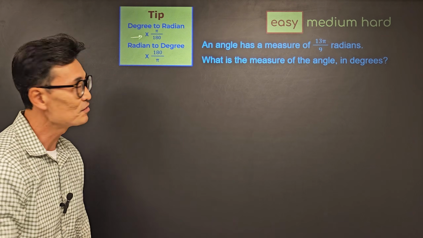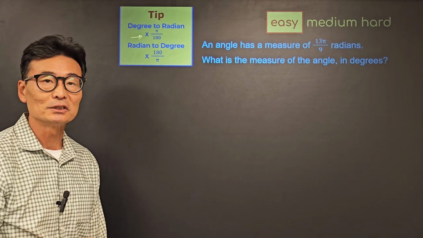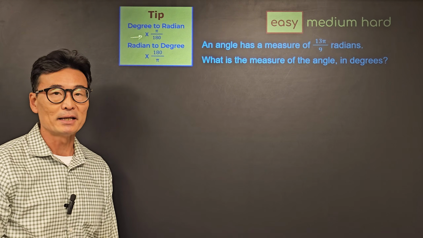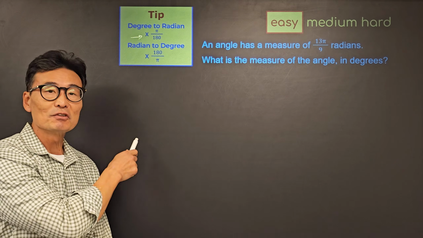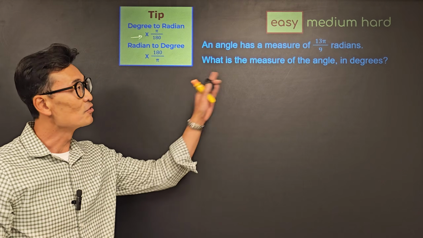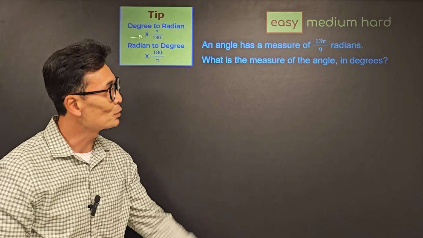And the other way, of course, if you want to go from radian to degree, which is what we want to do for this question, you multiply by 180 over pi. You have to know this for the SAT because it does come up. And if you know this, this question will be a very easy question. Let's do this question then.